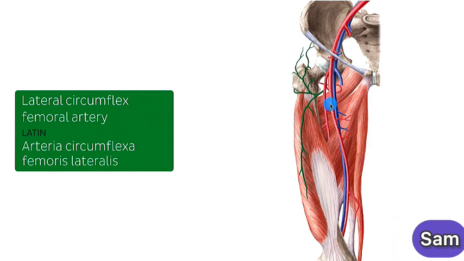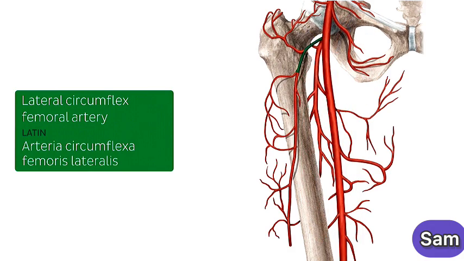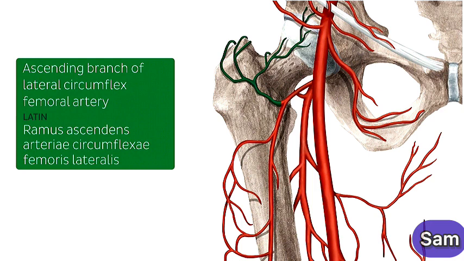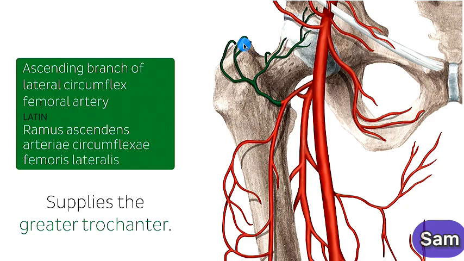As we can see in this image, the lateral circumflex femoral artery arises from the lateral aspect of the deep femoral artery. It runs deep to the sartorius and rectus femoris muscles and divides into ascending, descending, and transverse branches. We'll now have a look at these branches in more detail. Here we can see the ascending branch of the lateral circumflex femoral artery. This branch ascends along the intertrochanteric line of the femur and supplies the greater trochanter, which is this bony landmark here.